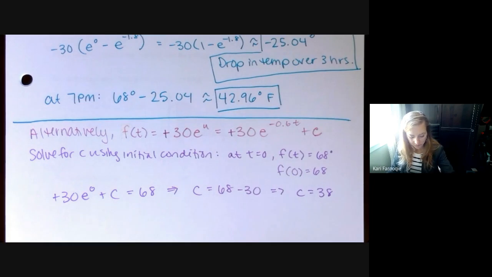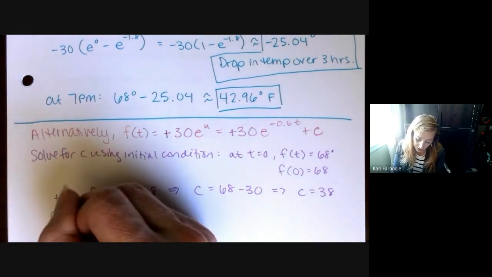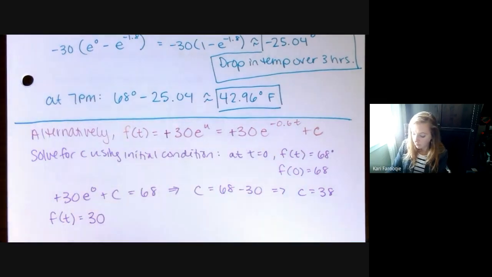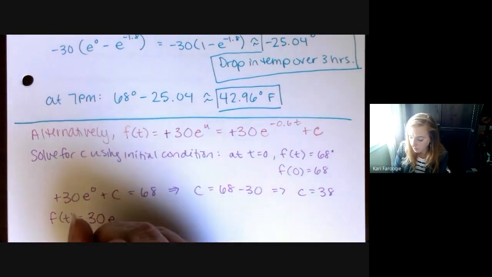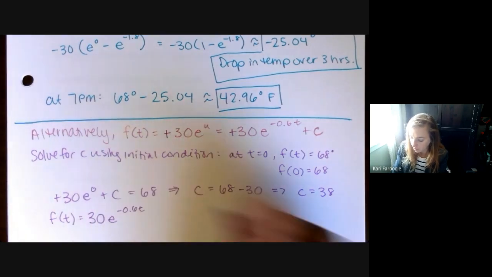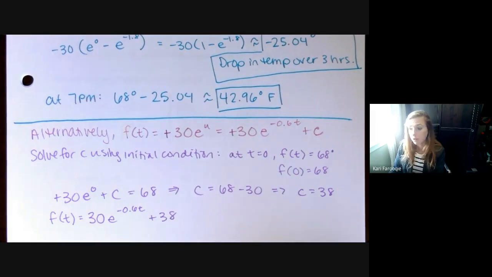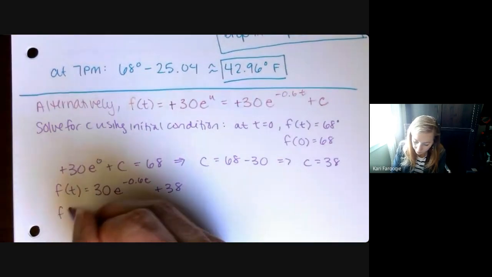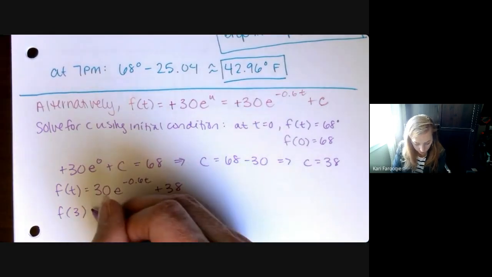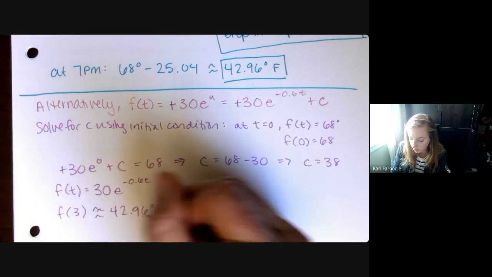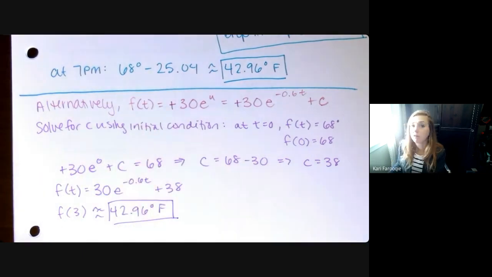Oh, I botched it. Listen, I do what I can. So your original function is then going to be 30 e to the negative 0.6t plus 38. And then you're just going to evaluate this at 3. F of 3 is going to be approximately 42.96 degrees Fahrenheit when you put it into your calculator. So that would be another way of doing this problem.